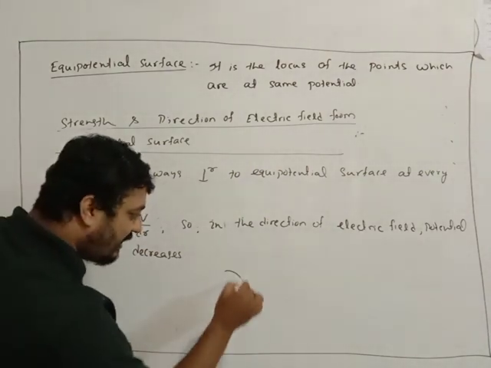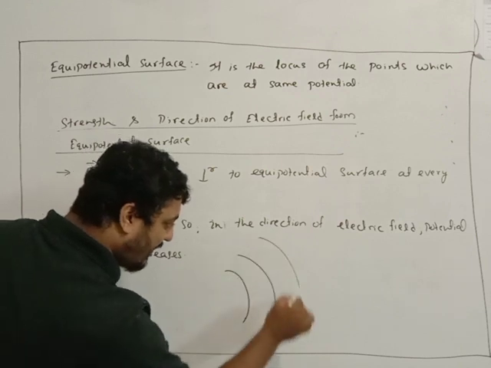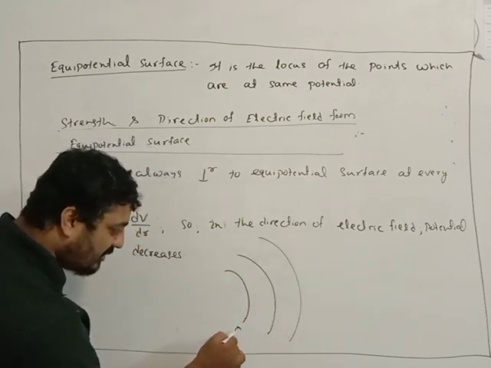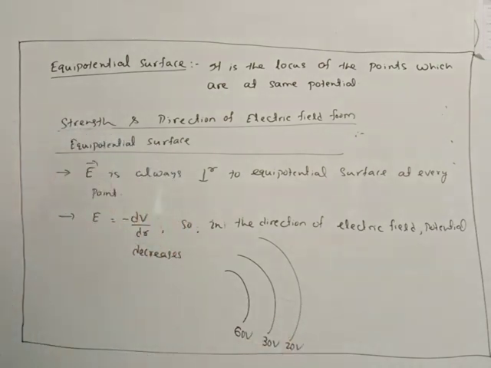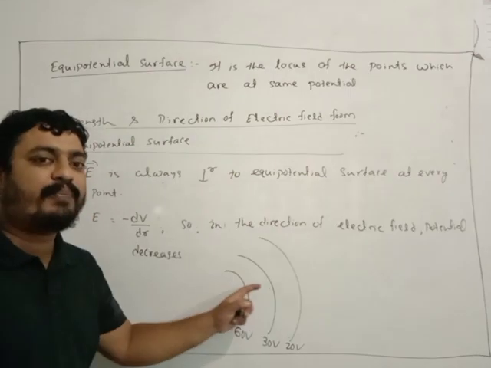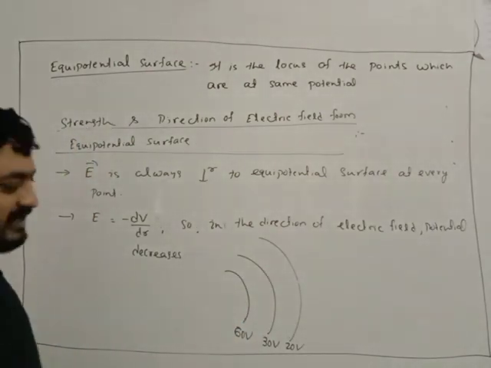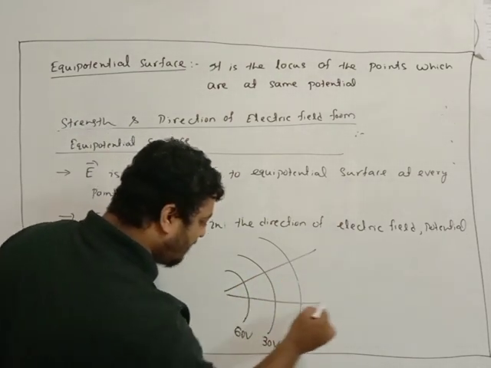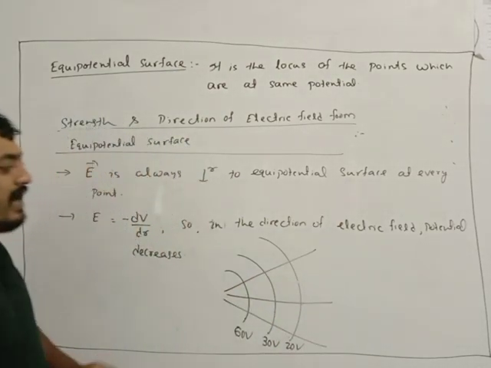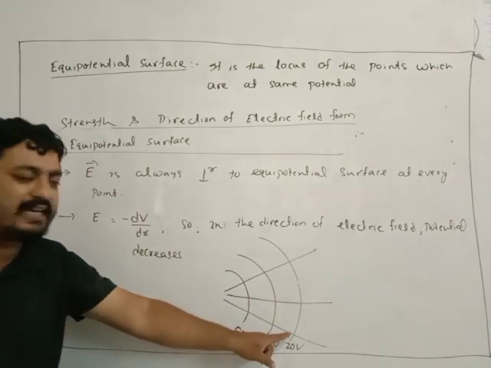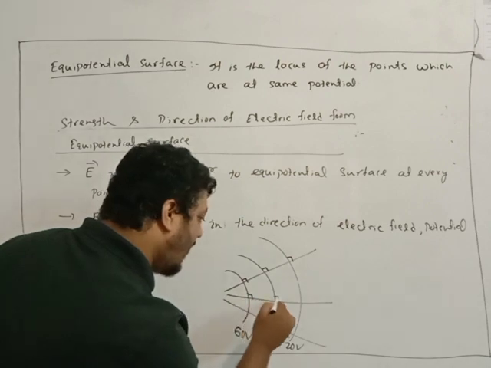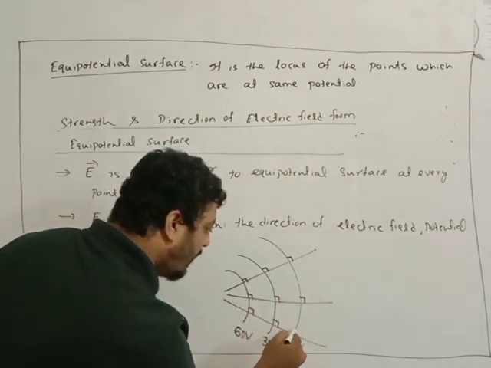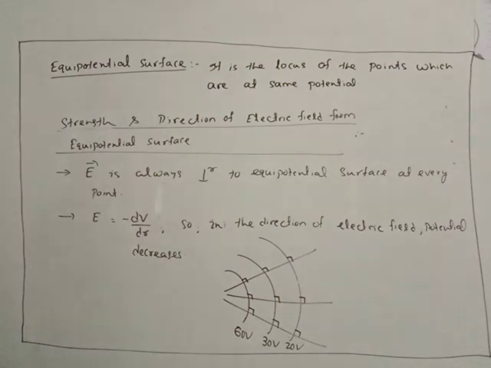Suppose it is given that the equipotential surfaces are like this. This is 60 volt, this is 30 volt, this is 20 volt. Now draw lines which are perpendicular to each of these surfaces. So the lines will be like this. These are the electric field lines because these lines are perpendicular to the surfaces at every point. Now we have to find the direction.